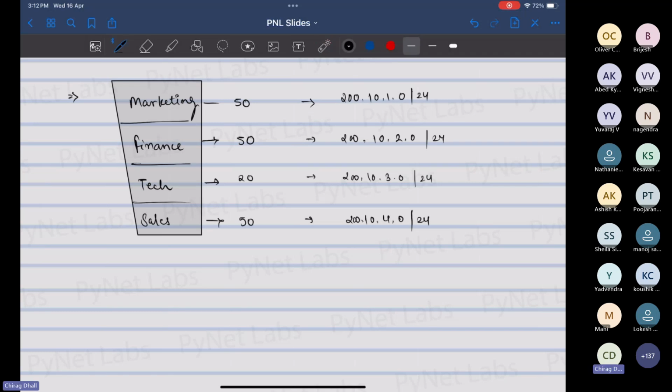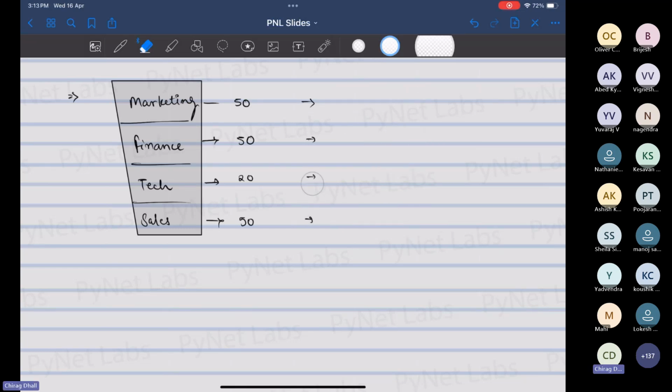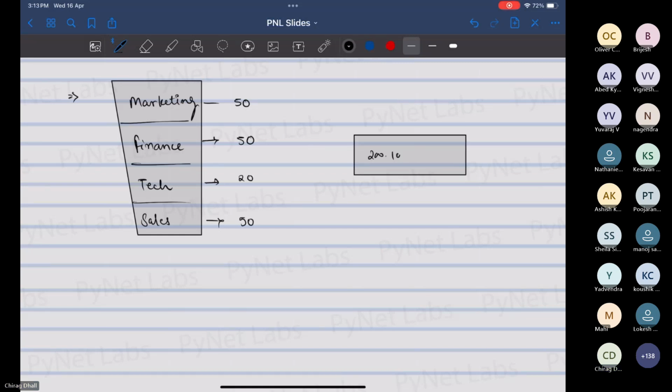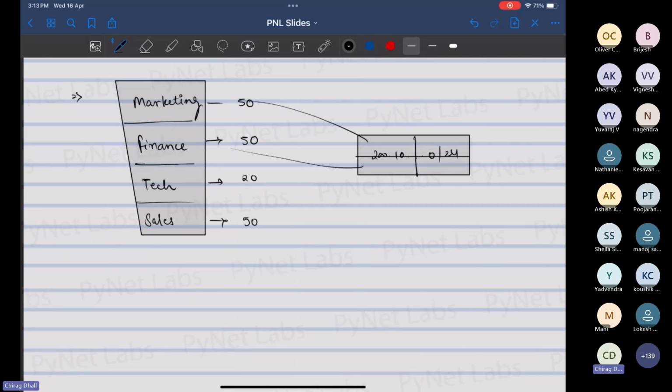So how can we manage this? What we can do is, instead of taking 4 networks from IANA, I can just take one network, 210.1.1.0/24, and break it down into 4 parts like this. One part of it I'll give to the marketing team, one to the finance team, one to the tech team, and one to the sales team.